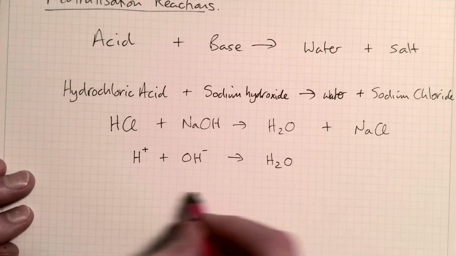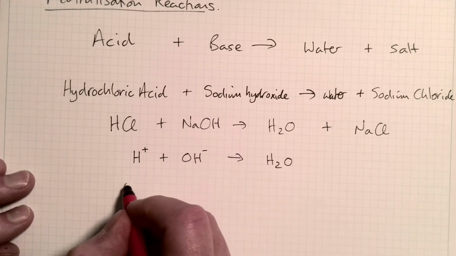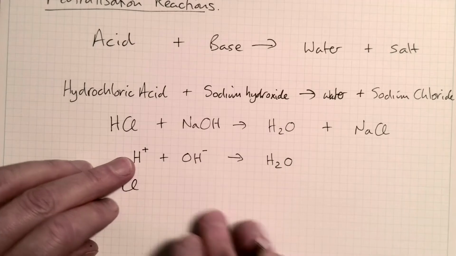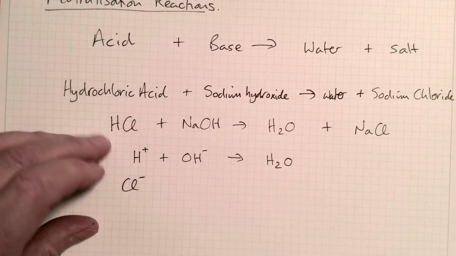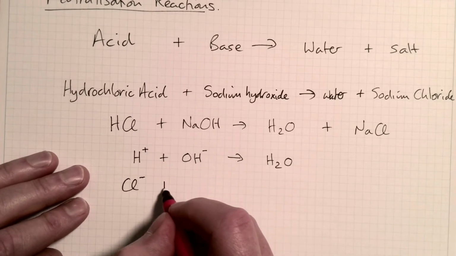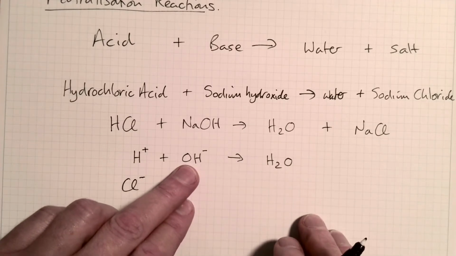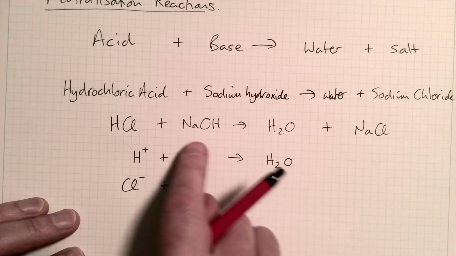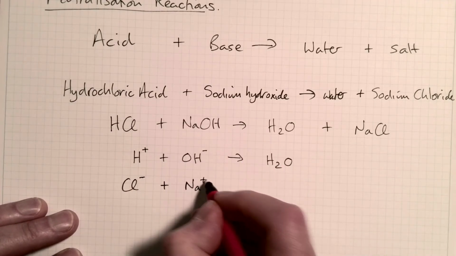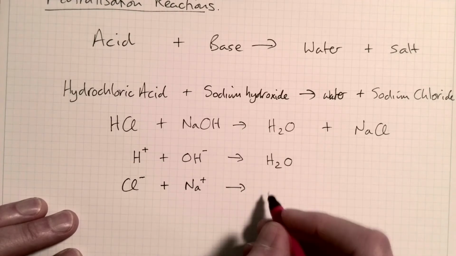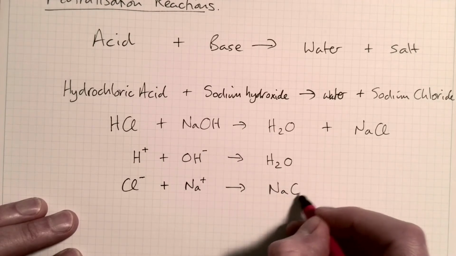Okay, now let's get the other bit of it. So I've got a Cl. Well, if my hydrogen was positive, the Cl has to be 1 negative in order to balance that substance. So it's Cl negative. And I've got my sodium, which has to be positive because the OH, the hydroxide ion, was negative. So Na plus, and they go together to form the salt NaCl.